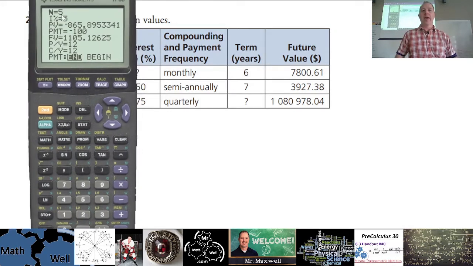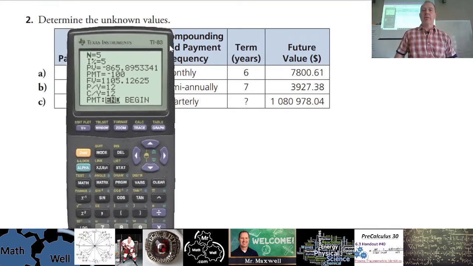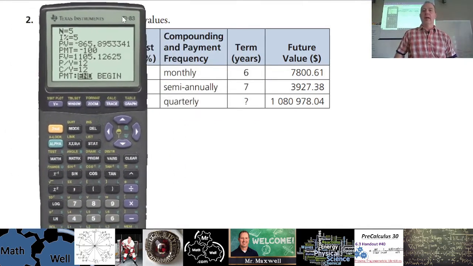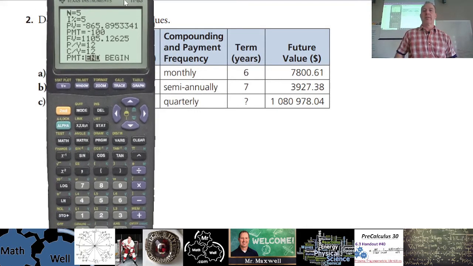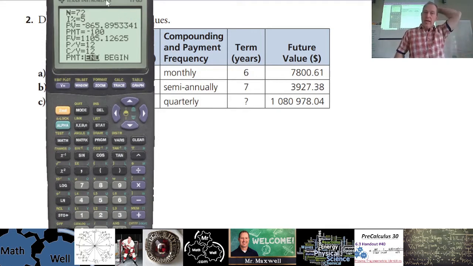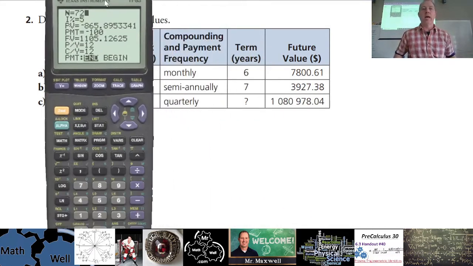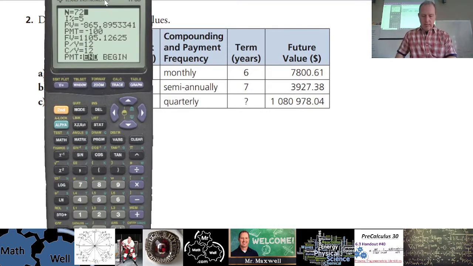Now, we haven't dealt with N yet, so the number of years is 6 times 12 months. So that's the number of payment periods. Monthly times 6. So the number of periods, 6 times 12 is what? 72, right? Okay, 72. PV is present value. I'm assuming we have 0 to start off with. So present value is going to be 0.